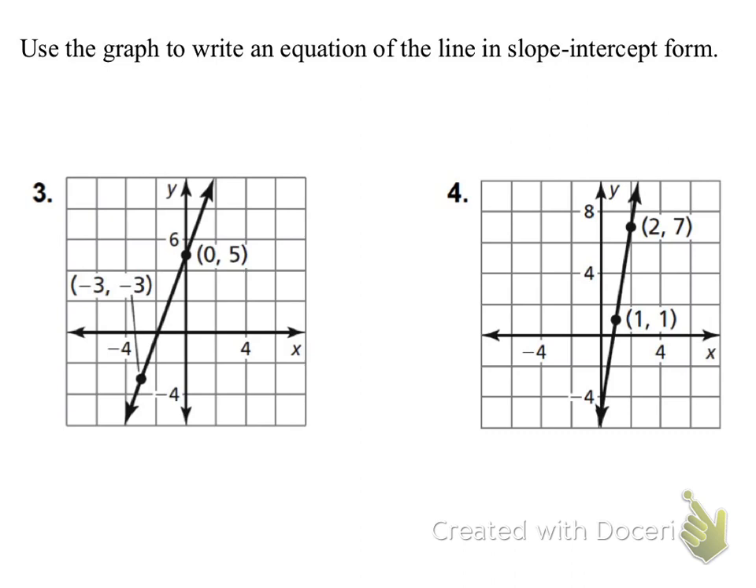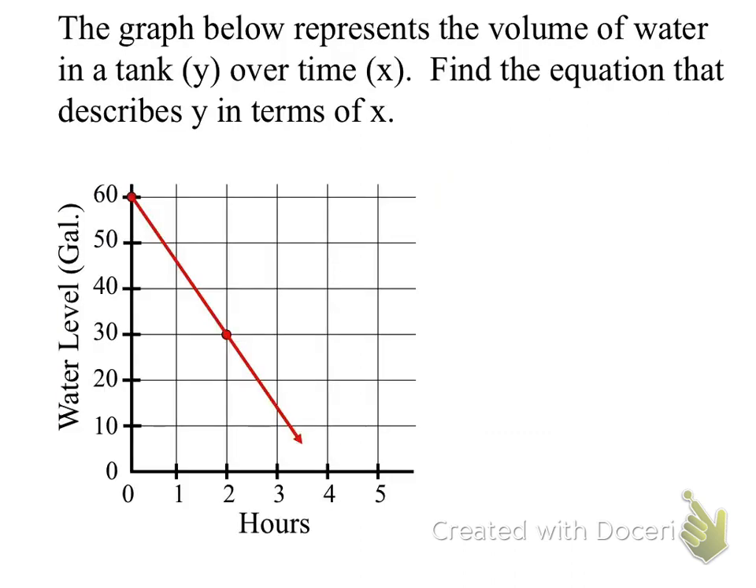All right. So I'm going to skip on these. Okay, here we go. So what are we doing now? The graph below represents volume of water in a tank over time. Find the equation that describes y in terms of x, that describes water level in terms of the hours. So what do we need? We need an M and B. Okay? So do we have any of those? We have a B. The B is what? 60.